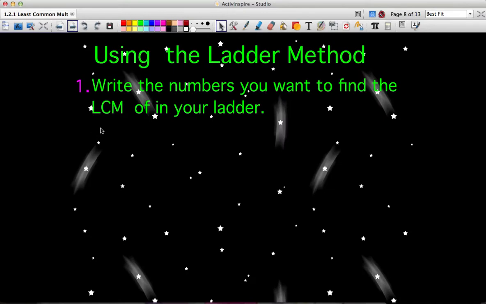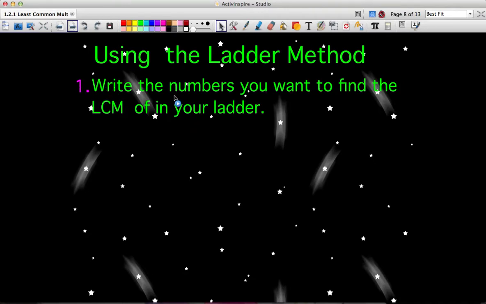The ladder method does have a bit of a process to it, and you have to make sure that you know how to divide numbers evenly. So you have to make sure that when you divide, you're going to get a nice round answer, no remainders. So you have to practice your multiplication and division tables.